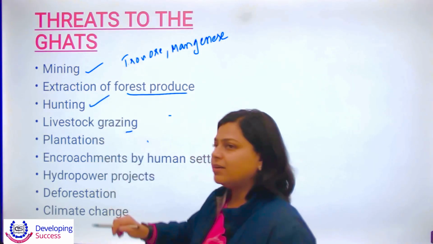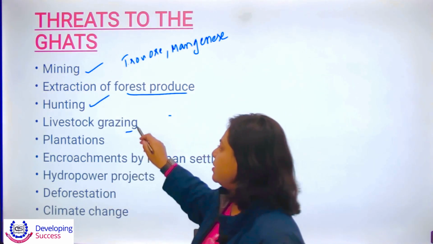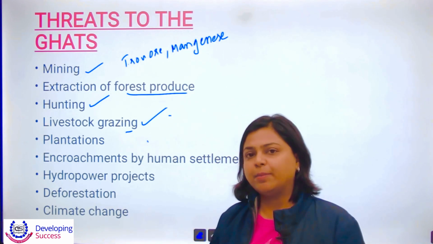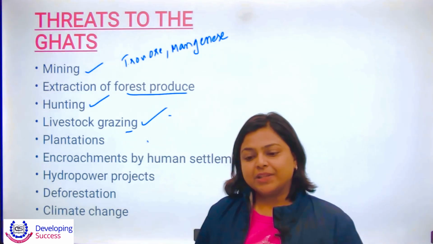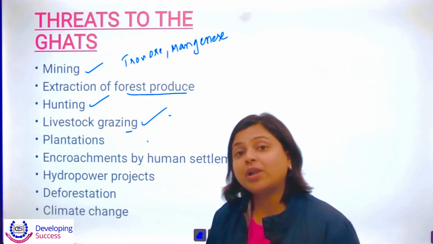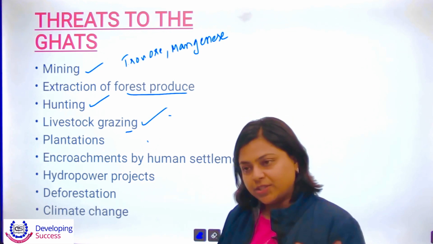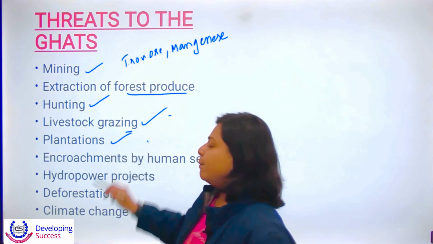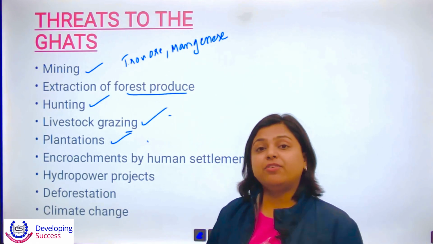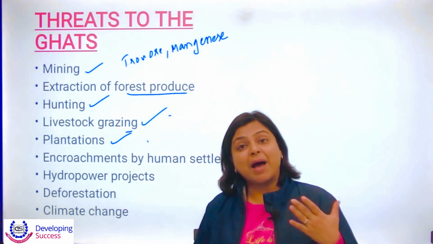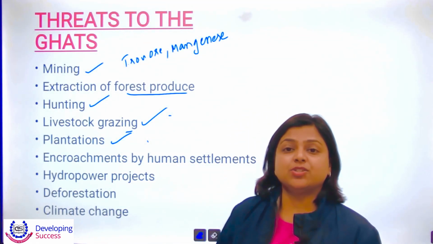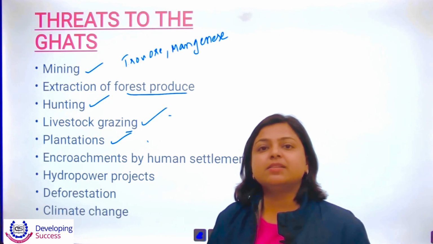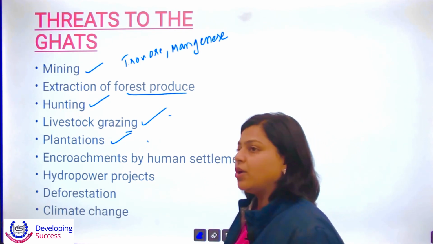Hunting, obviously, destroying the biodiversity. Livestock grazing, because the farmers are there, and livestock grazing is present in the Shola forest of the Western Ghats, which is actually degrading the forest. Plantations like tea, coffee, rubber, then bamboo, these are the important plantations. All kinds of spices are grown in the Western Ghats; those are also degrading it.